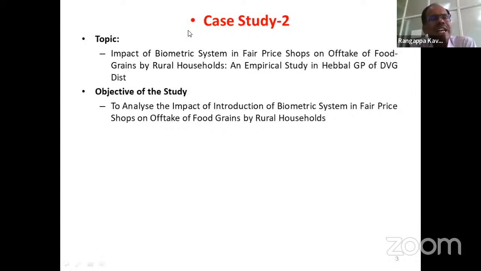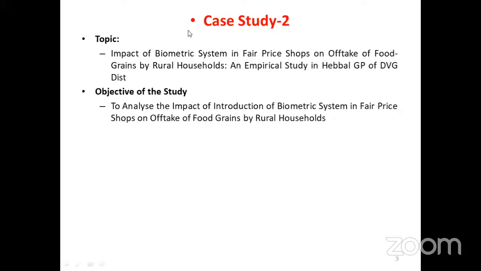Can anyone tell me the hypothesis for this study? You can unmute and tell me the answer. Otherwise, of course, even I want to have some discussion. Since many participants are not participating, inevitably I have to ask Chetan only. Can you tell me, Chetan?